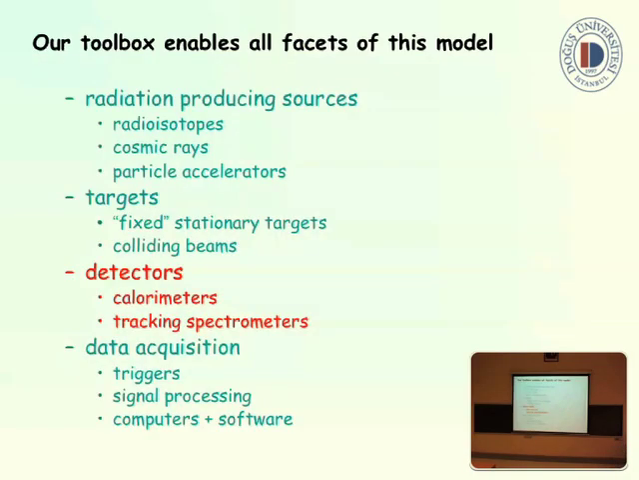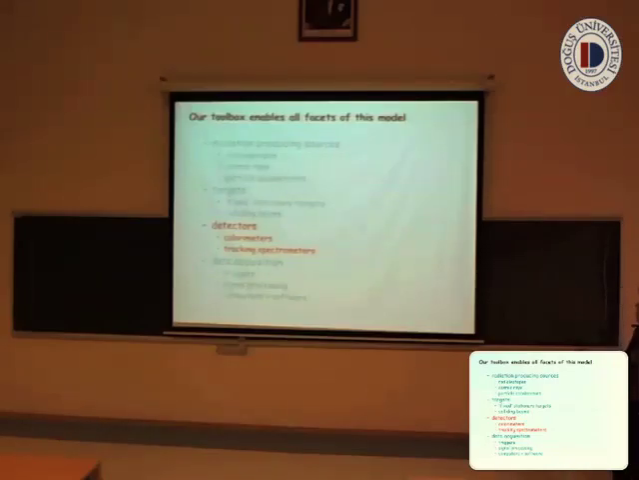So our toolbox enables all facets of this model. We have radiation producing sources. Actually, I put all answers here. It's a radioisotope or cosmic rays or particle accelerators. Then we have a target. It can be fixed, stationary targets or colliding beams. Detectors: we have many different types of detectors depending on what we would like to detect. For example, calorimeters, tracking spectrometers, we will talk about it. And data acquisition, it's the triggers, signal processing, and computer plus software.